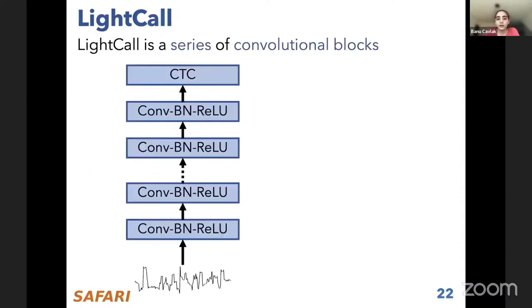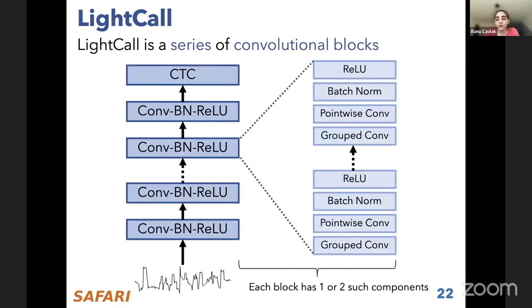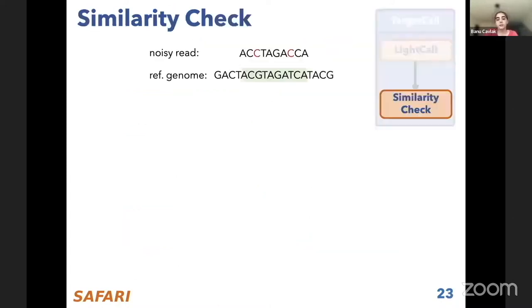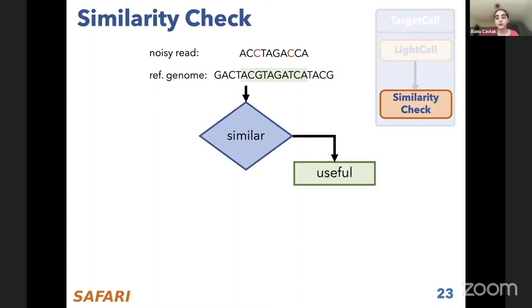The final LightCall architecture is composed of repeated convolutional blocks, where each block has one or two components that include group convolution, pointwise convolution, batch normalization, and ReLU layers. The second component is the similarity check, which takes as input a noisy read coming from LightCall and the reference genome that is determined based on the application that we are targeting. The goal is to find if these two things are similar, and depending on the answer, the read is going to be useful or useless. In some applications, the read is going to be useful if it's similar, and in other applications, the read is going to be useful if it's not similar to the reference genome.